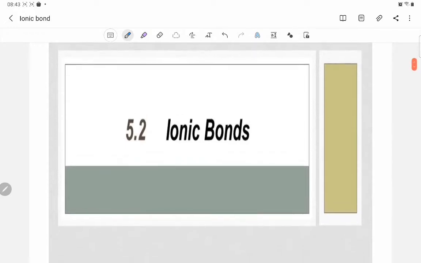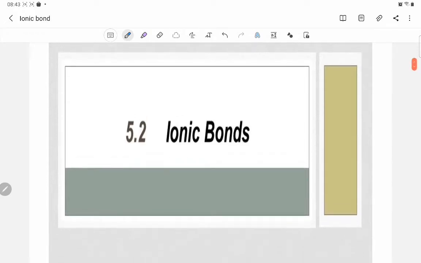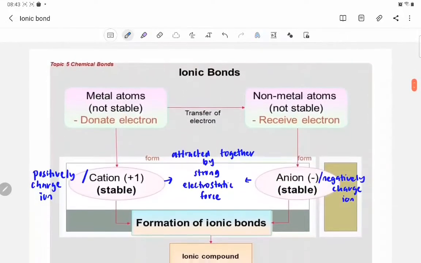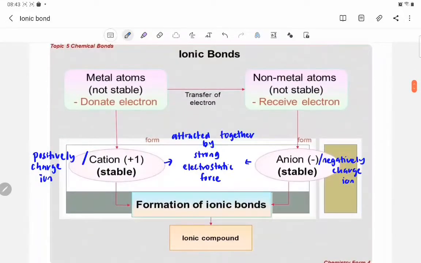So in this video, we will learn about another subtopic in chapter 5, which is 5.2 Ionic Bonds. For ionic bond, it happens between metal atoms that are not in a stable state, which will transfer the electron to the non-metal atoms that are also not stable.